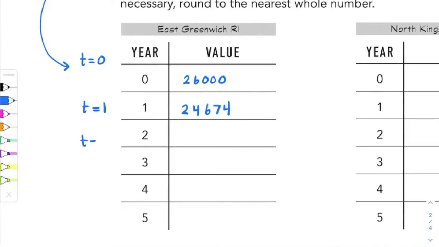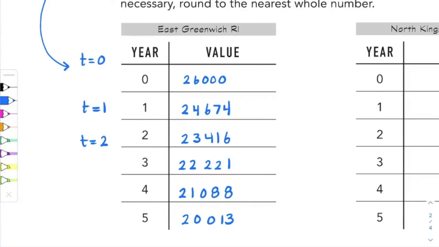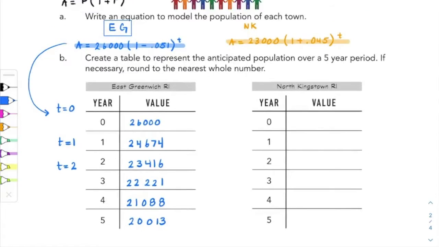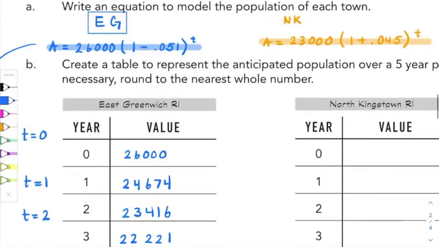After 2 years, you would change your t value to 2. So type in the same function, change that exponent to 2. Your output is 23,416. After 3 years, the population decreases to 22,221. After 4 years, we're at 21,088. And after 5 years, you're at 20,013. So all I did was alter my t value for each one of those functions.